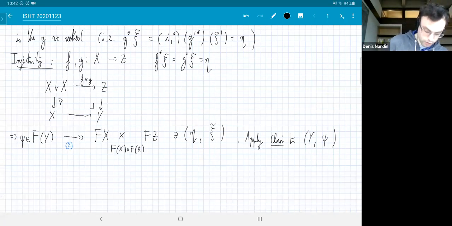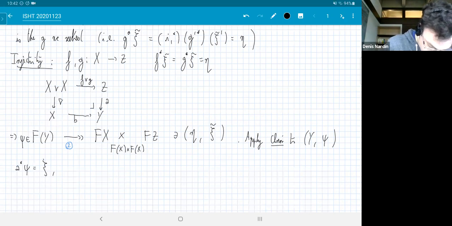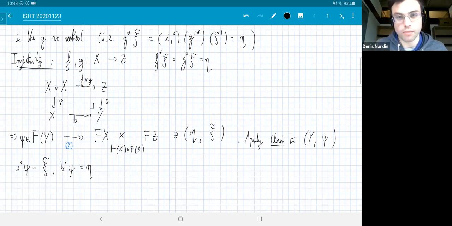And just to be clear what this psi means, let me call these maps A and B. Psi has the property that A upper star of psi is eta, so is ξ tilde, and B upper star of psi is eta. It might not be the only one with this property, but there is certainly at least one.